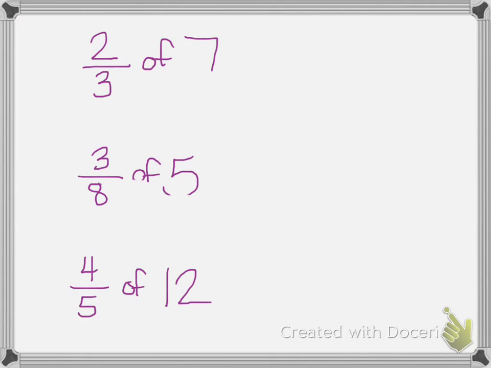Number 1 says solve, so you have 2/3 of 7. When we have "of," that's a multiplication sign, and then we have 7. We can turn 7 into a fraction. Since 7 is a whole number, it's 7 over 1.